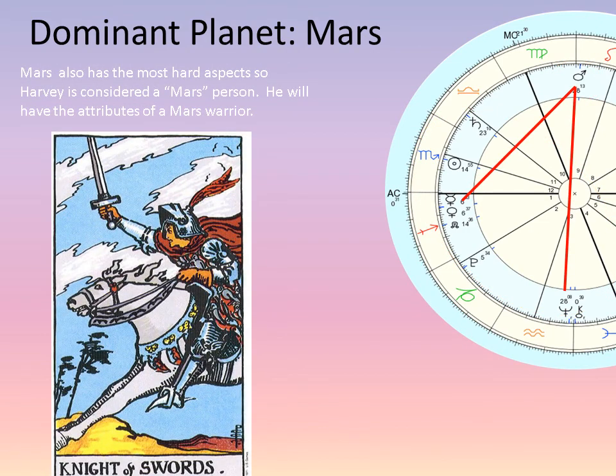So Mars also has a bunch of hard aspects, which also makes it stand out. It has that opposition to Neptune and the squares to Mercury and Venus. And so this really makes Harvey a Mars person. He'll have the attributes of a Mars warrior. So he's very much about action and challenge, and his north node's in the 1st house of self-determination. All of those things become well represented by Conan the Barbarian.